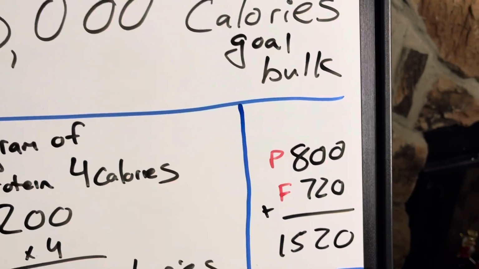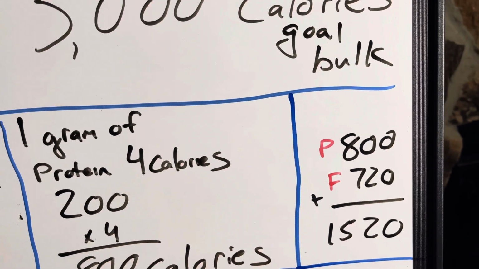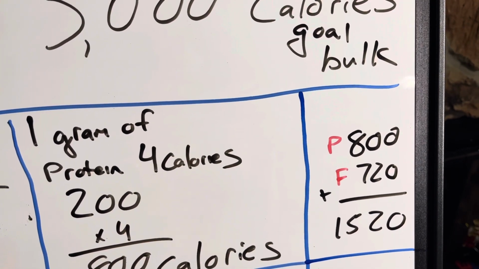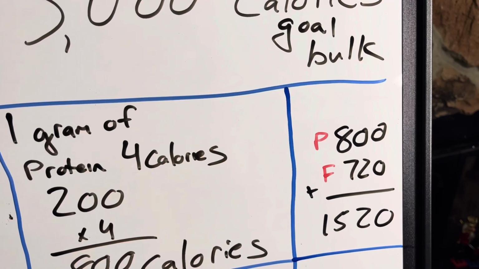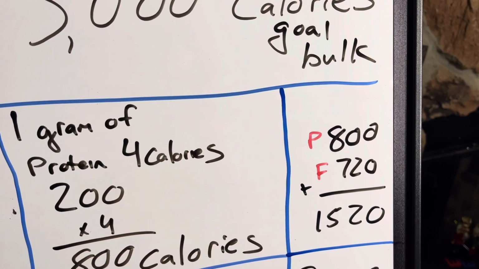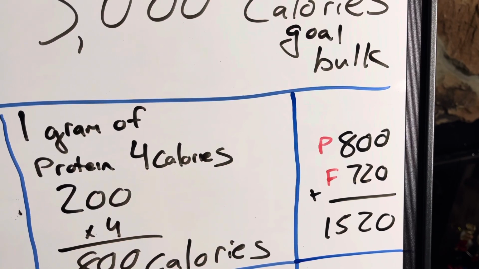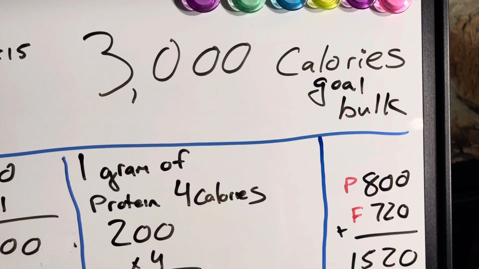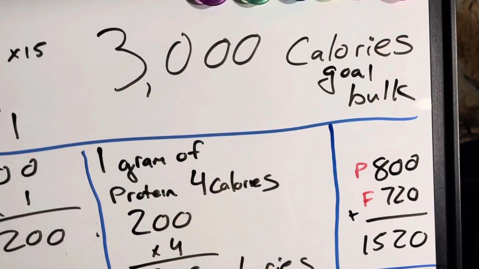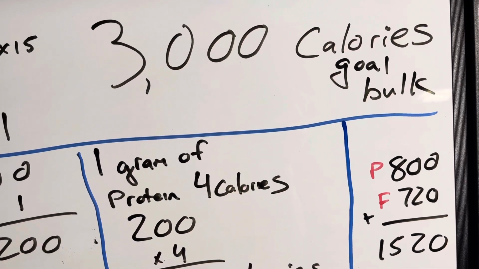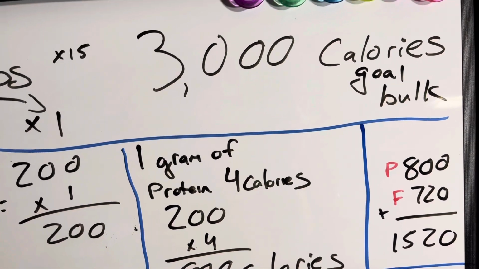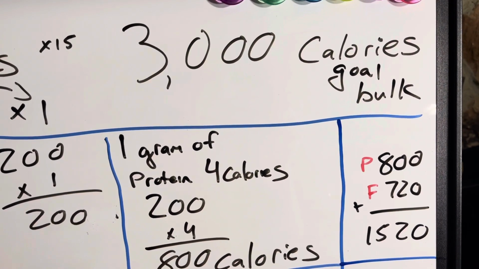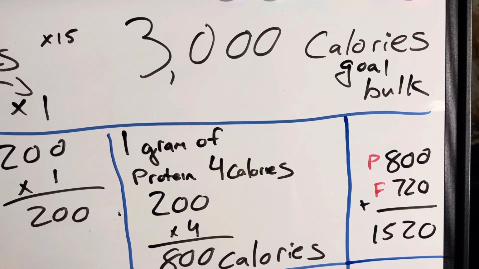Since we know that we are getting 800 calories from protein and 720 calories from fats, you add them together, that's 1,520. So the protein calories plus the fat calories is 1,520. That's important because their daily calorie intake is 3,000 calories. We're going to use that to find out what their carbohydrates should be. Since we know their daily calorie intake is 3,000, and the sum of the protein plus fats is 1,520.